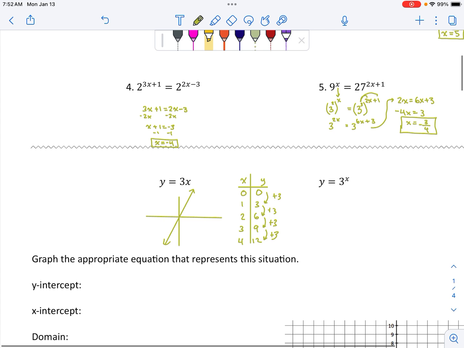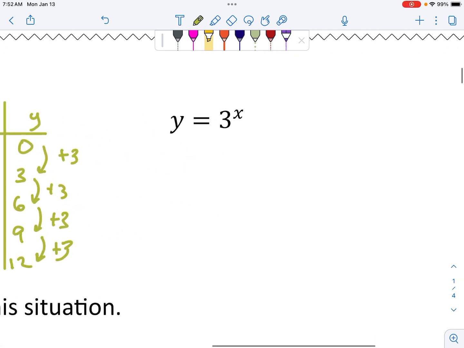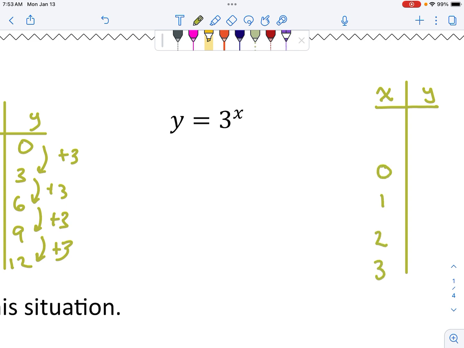We're going to be graphing exponentials, so y equals 3 to the x. And this one's a little bit different, so let me do this. So if you do 3 to the 0, that's actually going to be 1. 3 to the first would be 3. 3 squared would be 9. And 3 to the third would be 27. So you're not going up by 3 each time, but rather you're multiplying by 3 each time.